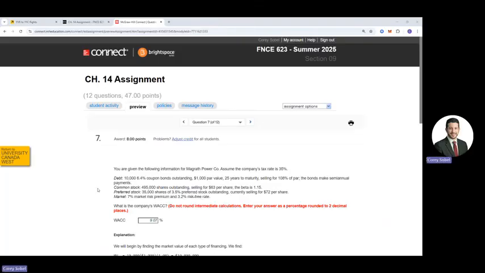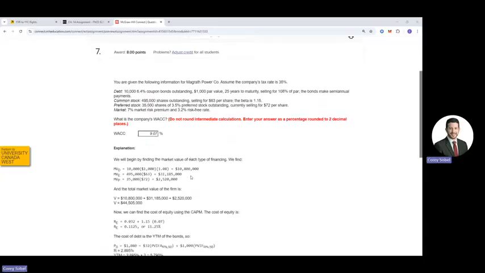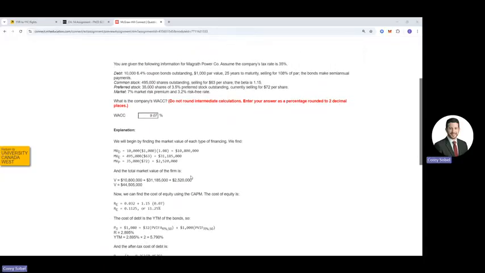Okay, this is the one I actually wanted to go through, which is number 7 here. You are given the following information from McGrath Power. Assume the company's tax rate is 35%. We see some information about their debt, common stock, preferred stock, and what's going on in the market. So debt: $10,000, 6.54% coupon bonds, 1,000 par value, 25 years to maturity, selling for 108% of par. So these are selling for a premium. The bonds make semi-annual payments. So that's the debt component.